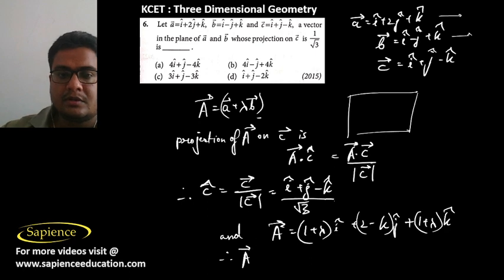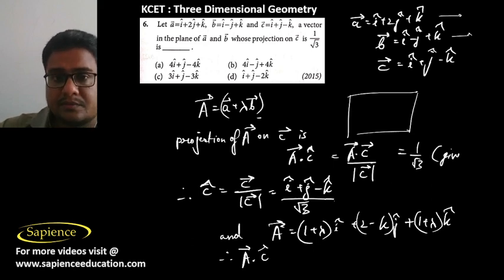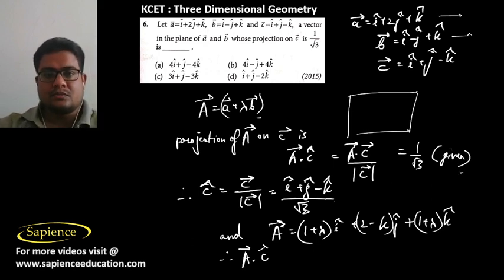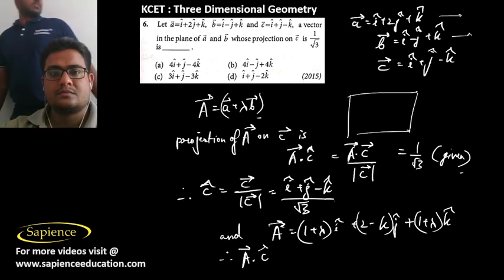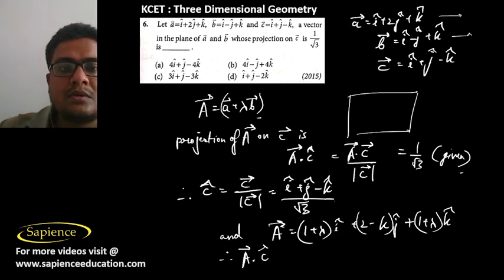Therefore, A vector dot C cap is given as 1 by root 2. Then we have to find that vector A.